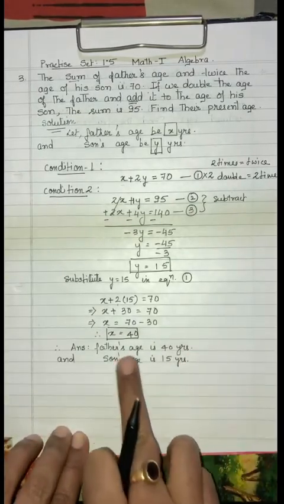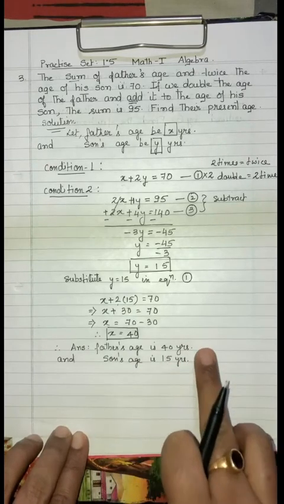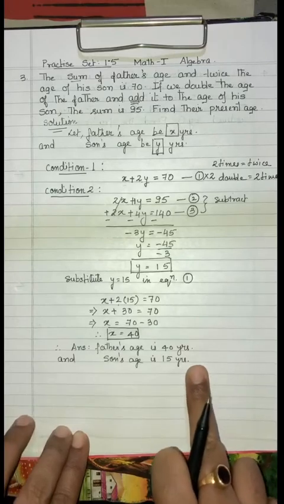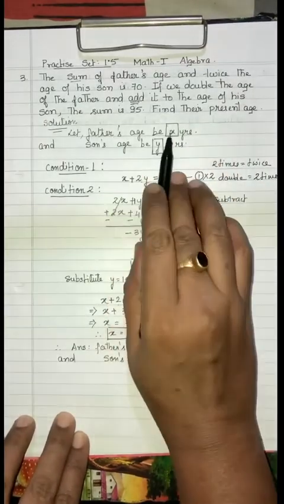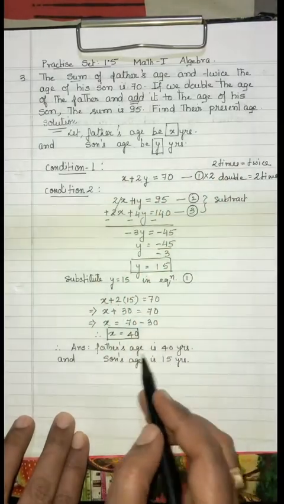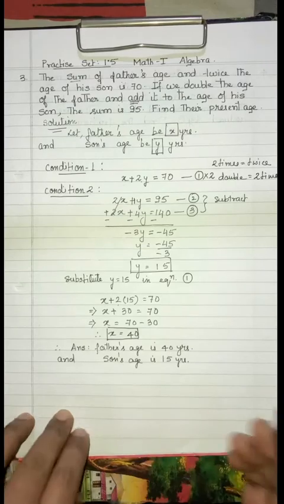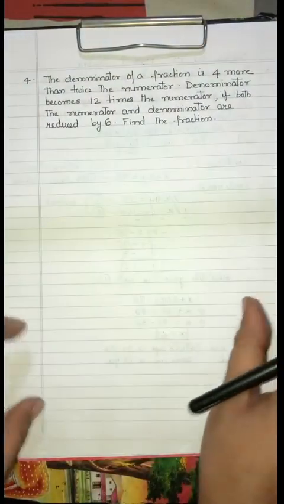The father's age cannot be less than the son's age. So once check whether the father's age is more than the son's age as you have taken over here. Even you can take the father's age as y years and son's age as x years. Accordingly, here y will be more and x will be less. So you have to be very careful while checking with the answers, children. So let us do question number 4 of the same exercise.